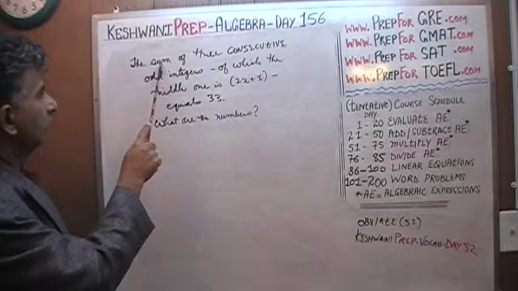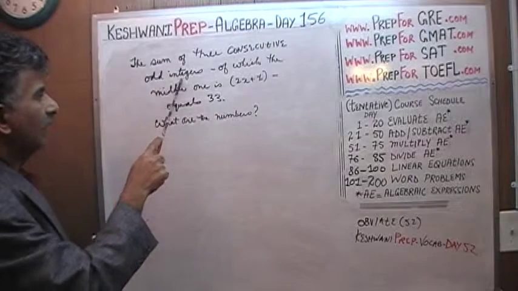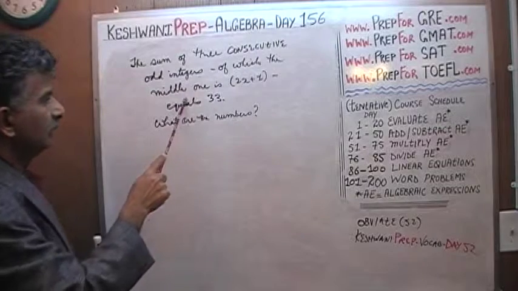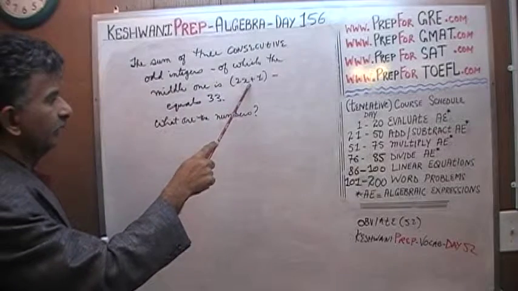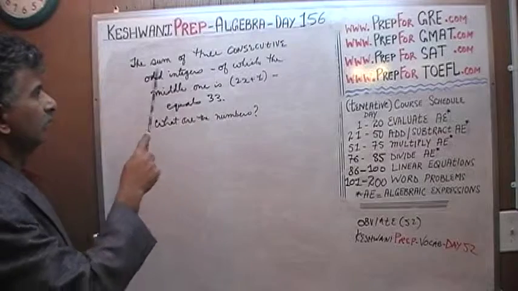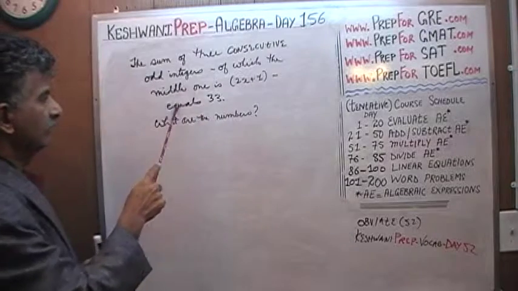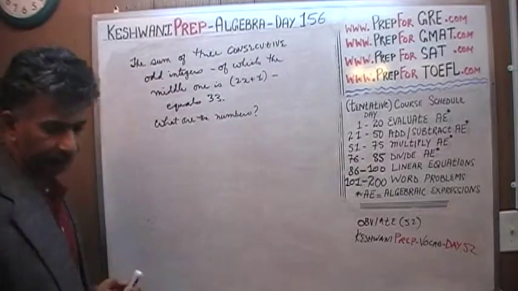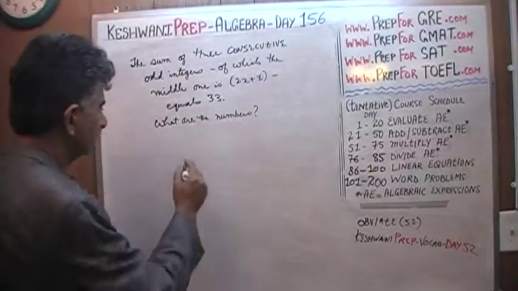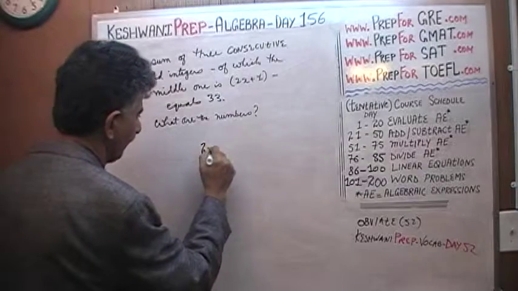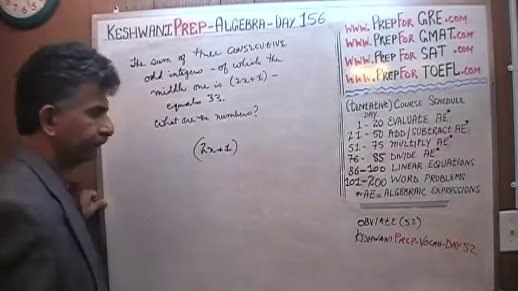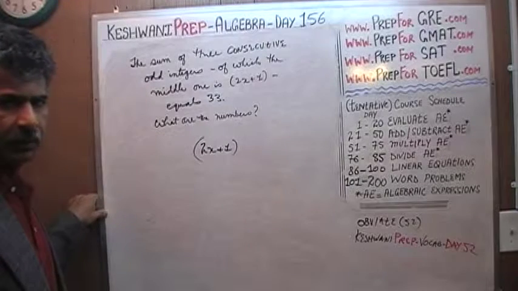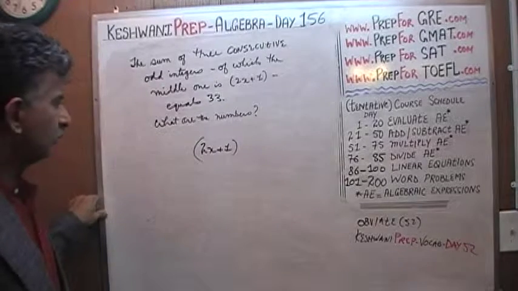It says the sum of three consecutive odd integers, of which the middle one is 2x plus 1, equals 33. So the sum of three consecutive odd integers equals 33. What are the numbers? And we are told that 2x plus 1 has to be the middle one. Well, if 2x plus 1 is the middle one, why don't you pause the video, do it yourself, and then continue, okay? Do it yourself and then compare your work against the work we're going to do together.